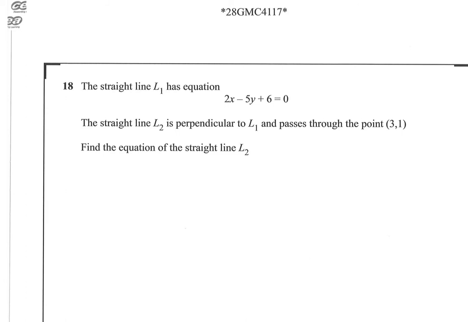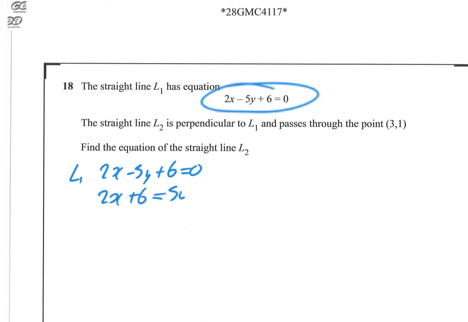Next question says, the straight line L1 has equation 2x minus 5y plus 6 is equal to 0. The straight line L2 is perpendicular to L1, passes through the point 3, 1. Find the equation for L2. First thing I'm going to do is write this in y equals mx plus c form. So your L1 was 2x minus 5y plus 6 is equal to 0. I'm going to rearrange that, so I'll leave the 2x and the 6 here, bring the 5y across, then I'll divide through by 5. So I'll have y is equal to 2 over 5x plus 6 over 5.